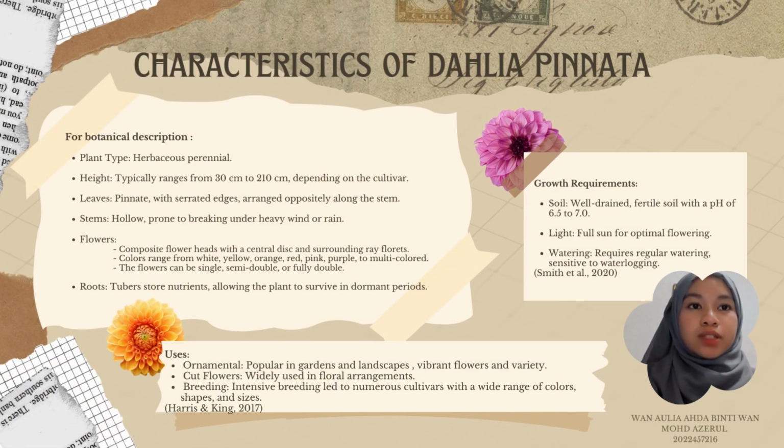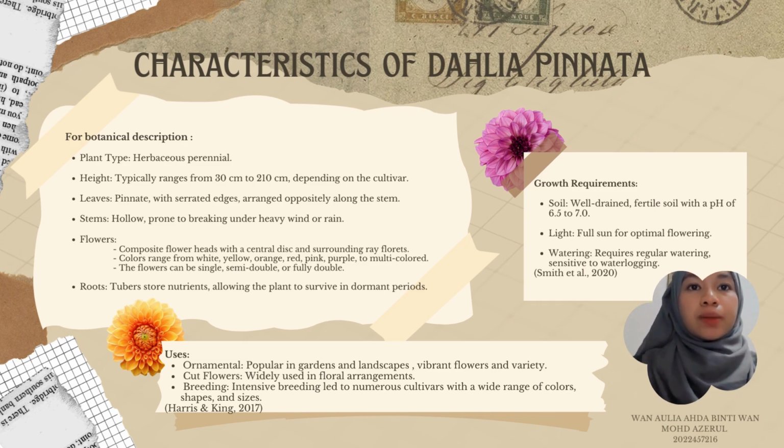In botanical description, Dahlia Pinnata is herbaceous perennial, and the height typically ranges from 30 cm to 210 cm depending on the cultivar. Dahlia Pinnata leaf shape is pinnate with serrated edge arranged oppositely along the stem. The stem is hollow, which can make them prone to breaking under heavy wind or rain.